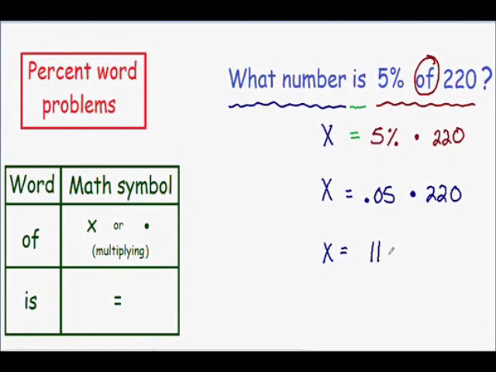And now we have solved this word problem. What number is 5% of 220? 11 is 5% of 220.